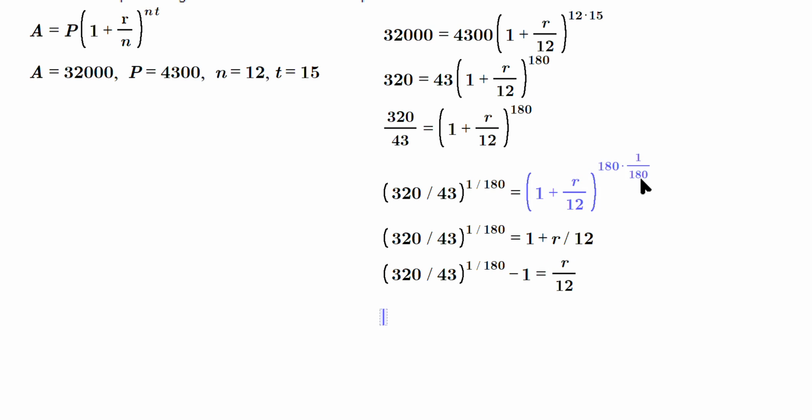And then multiply both sides by 12. So it's going to be 12 times the bracket of 320 over 43 raised to the 1/180th minus 1 is equal to R. Punch the entire expression into a calculator in one fell swoop. So R is about 0.1346, which as a percent is about 13.46%. And this is how you do this question.